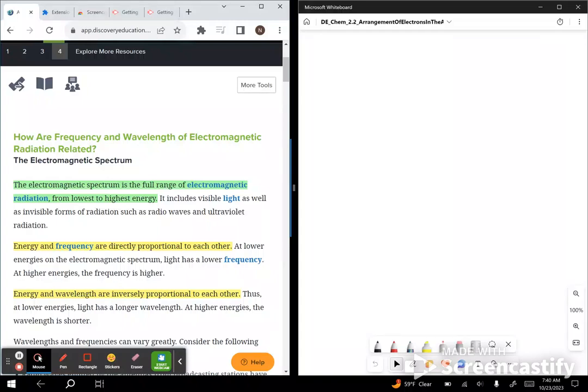All right, good morning, everybody. We're going to go ahead and start with our Explore 4. So let's go ahead and draw out our lines. And today's date is 10/23, Monday.